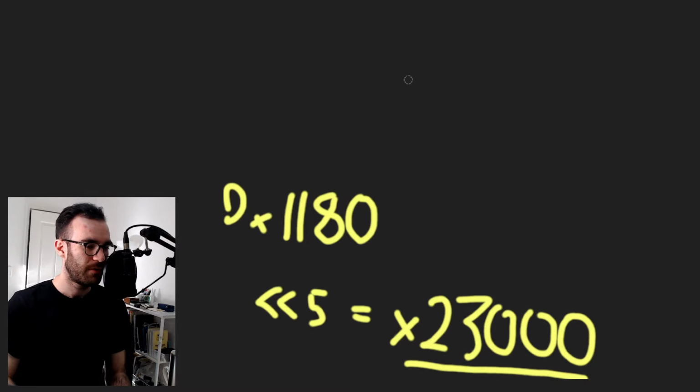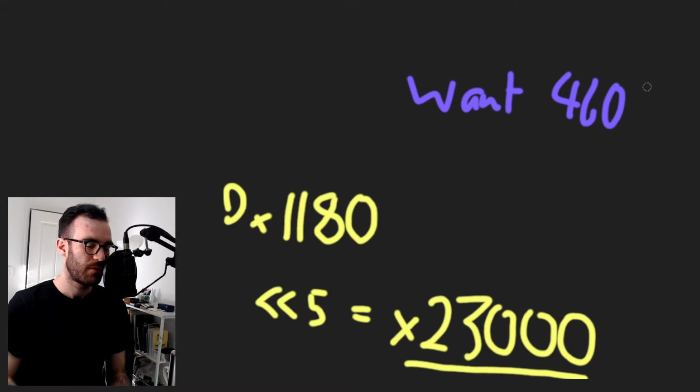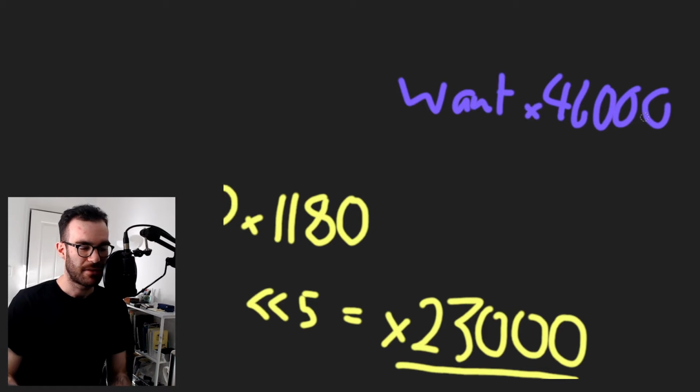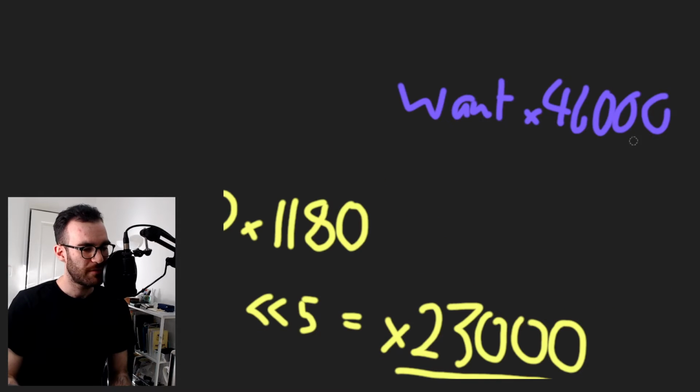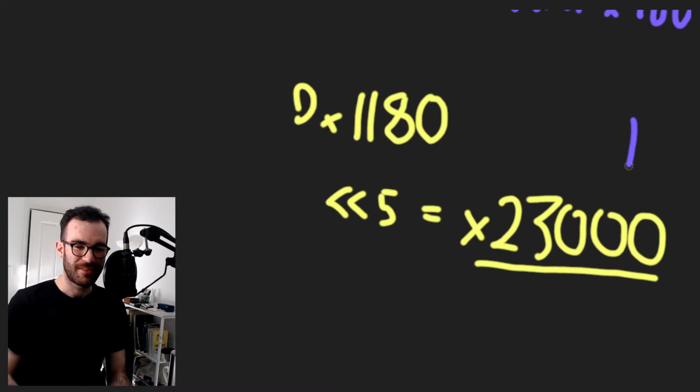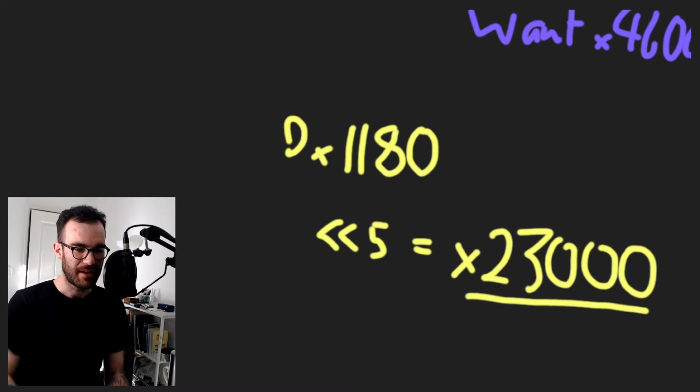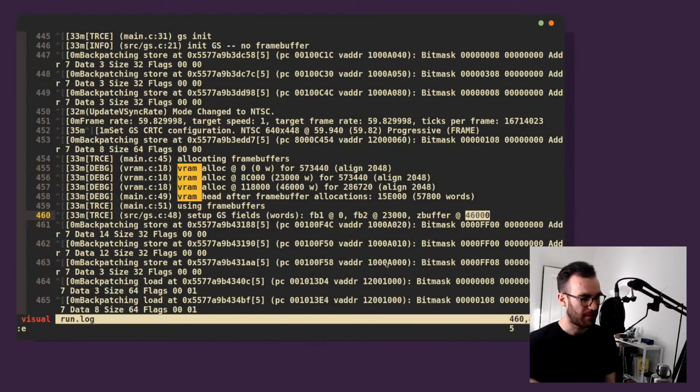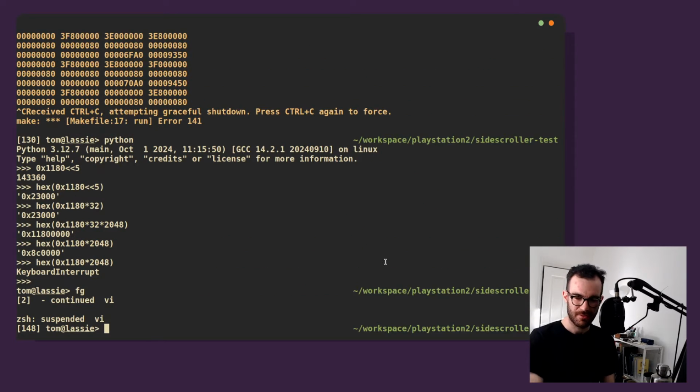So we want 460,000. Sorry, that was one too many zeros. Hex. Let's put a little X here so we know. So 46,000-ish hex. You know, 1,000. As 1,000 as you can be in hex. Okay. Nice. We got this.